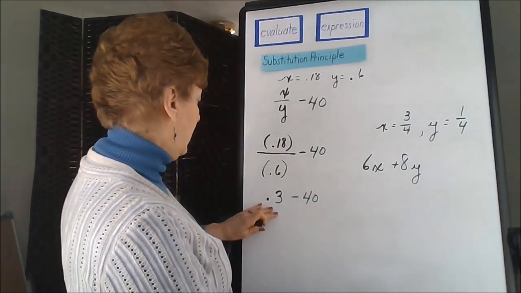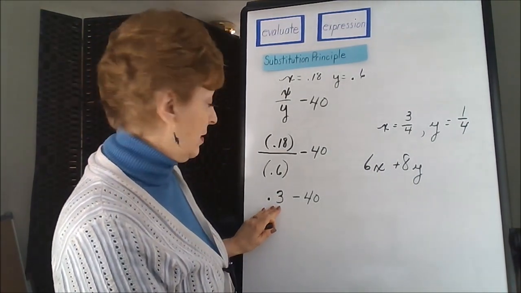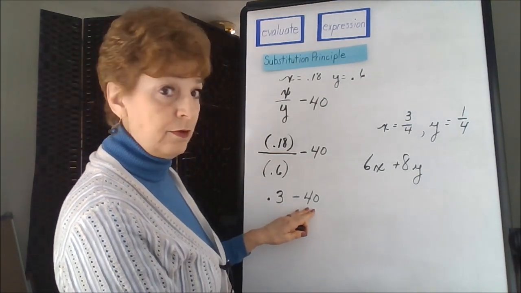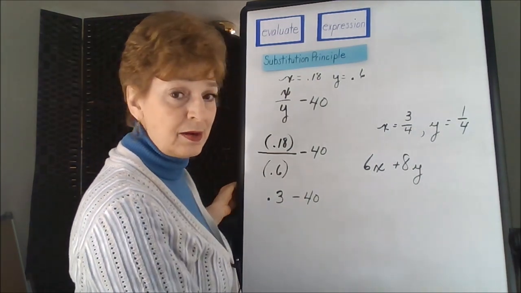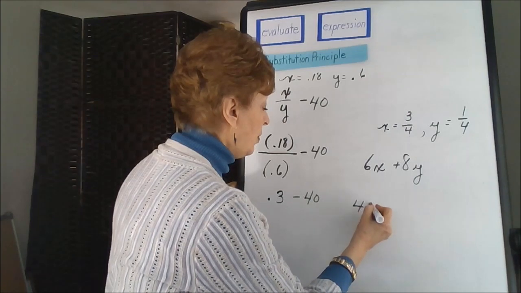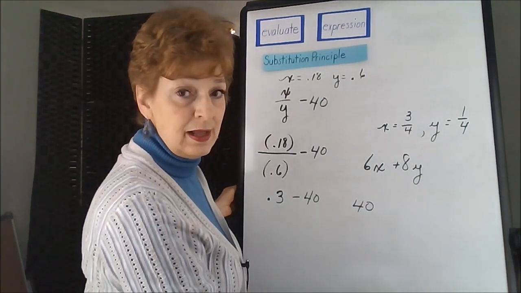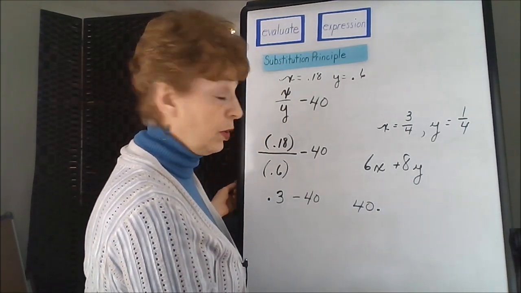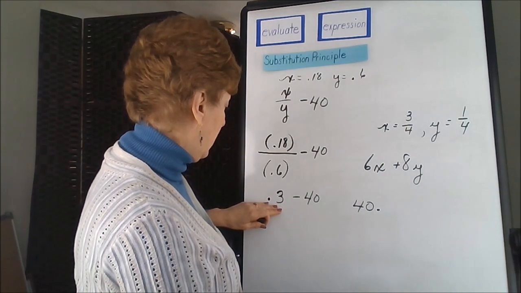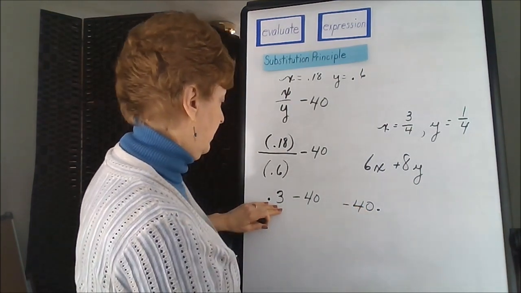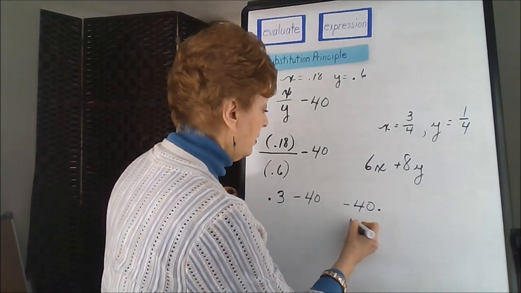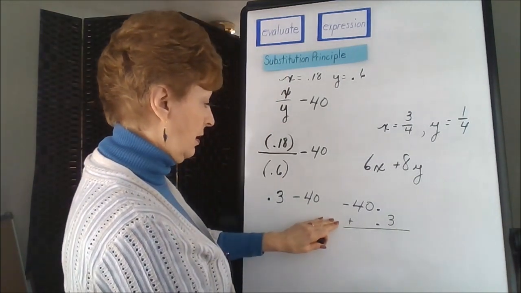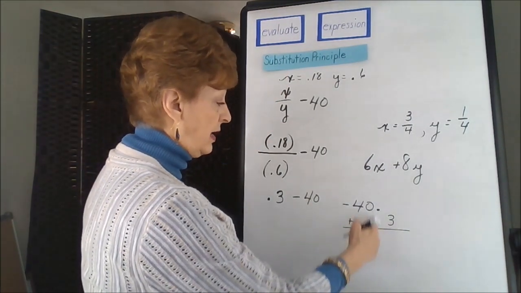We can now go on following our rules for subtraction of decimals. We've got a positive 0.3 and a negative 40. When decimals are subtracted, you have to line up the decimal points. 40 doesn't have a decimal point. That means it's a whole number, so a decimal point would be there if it were shown. So now this is a negative 40. Now we're going to have a positive 0.3. So that's how our problem would be set up, because the decimal points have to line up perfectly.